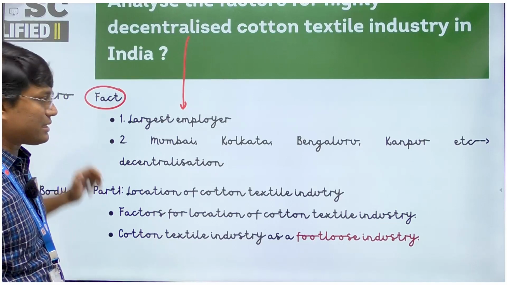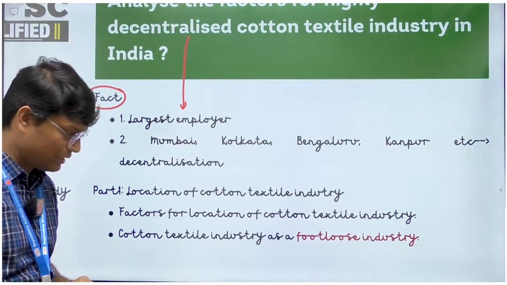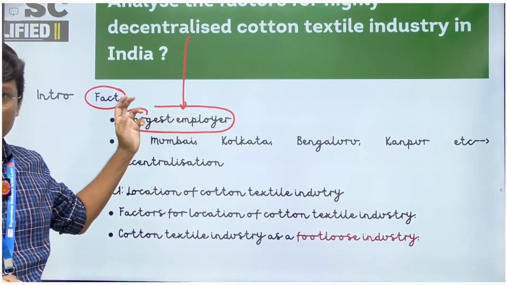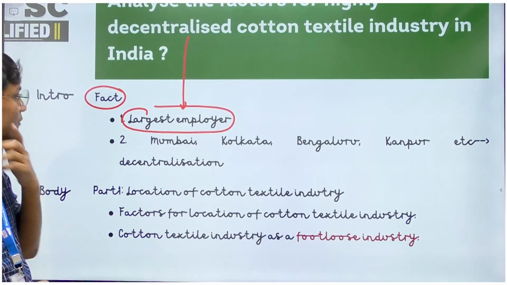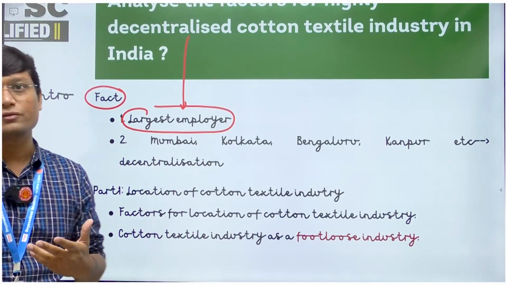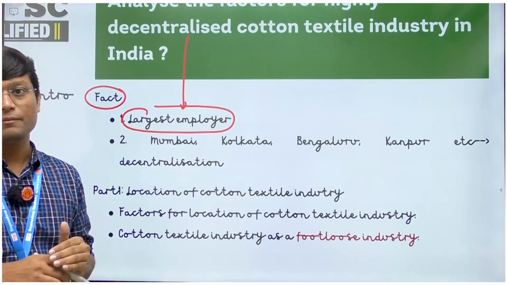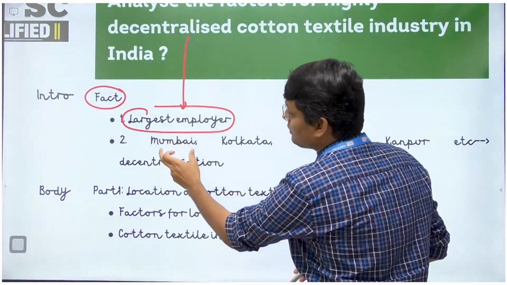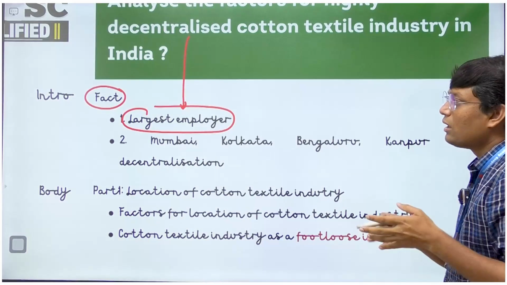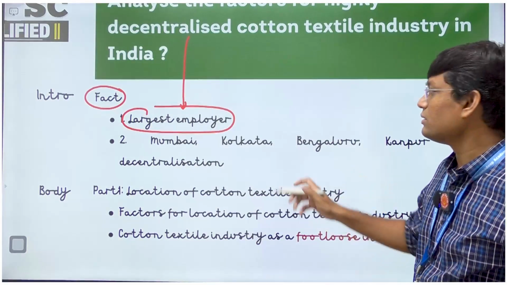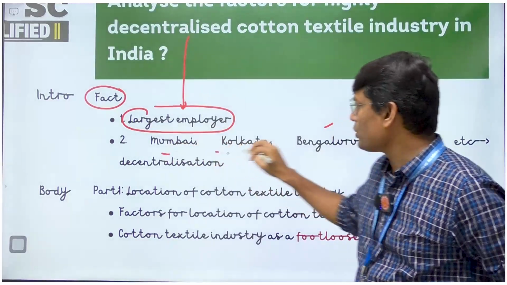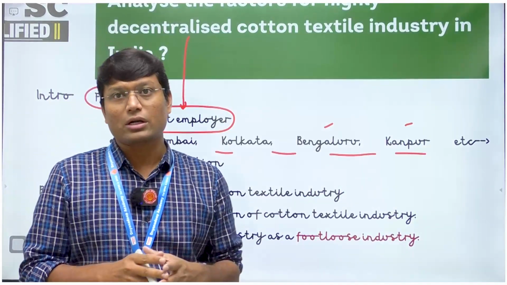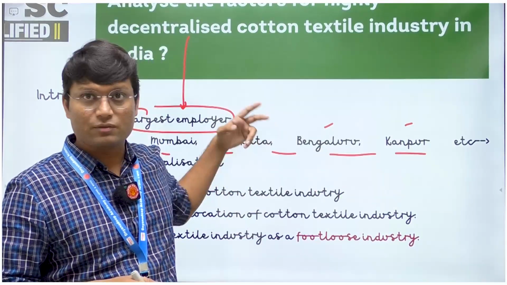Now I have just given you two cases. What two facts can I mention about cotton textile industry in India? One fact is that the cotton textile industry in India is the largest employer. This can be one fact you can start with. Another fact you can start with is the locations of cotton textile industry all across the country. If you look at the locations of cotton textile industry all across the country, you will find Mumbai, Kolkata, Bengaluru, Kanpur, so on and so forth. This is not an exhaustive list. This list can go on and on. But when I say Mumbai, Kolkata, Bengaluru or Kanpur, these are some major cotton textile centers or hubs in India. So these are two facts which I have presented to you.